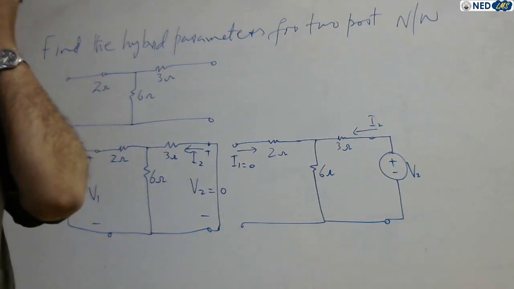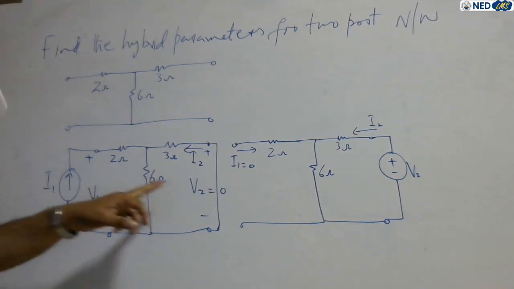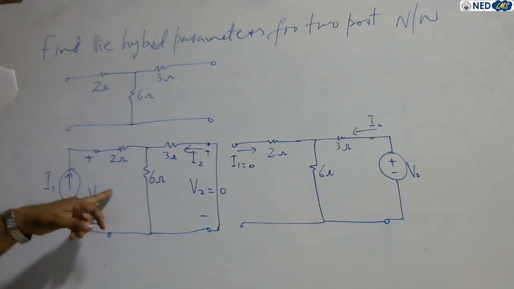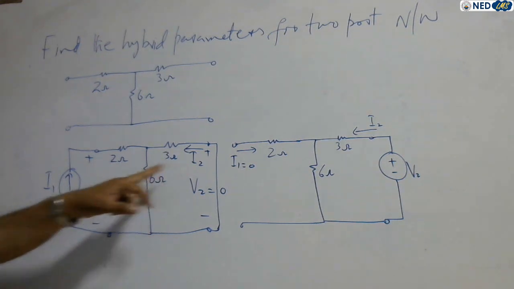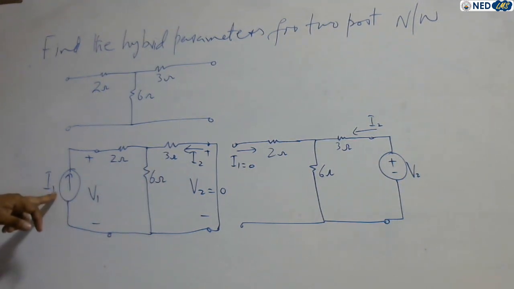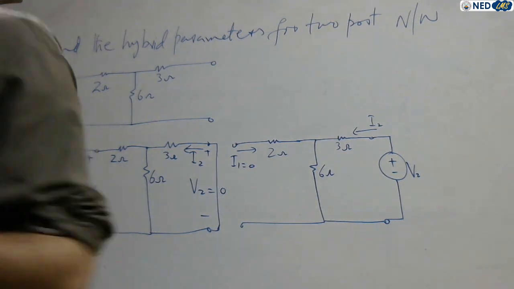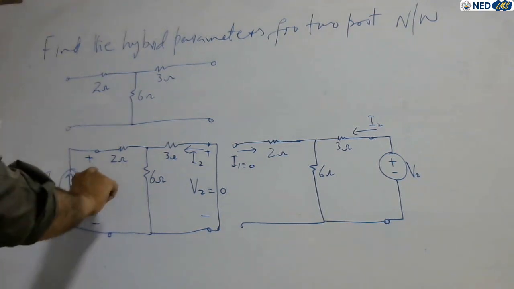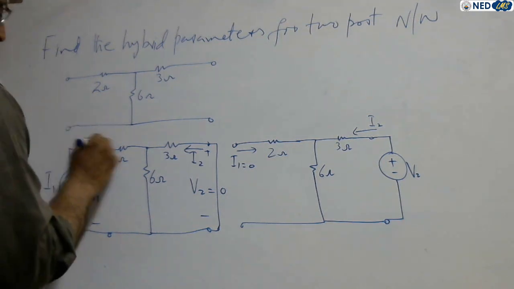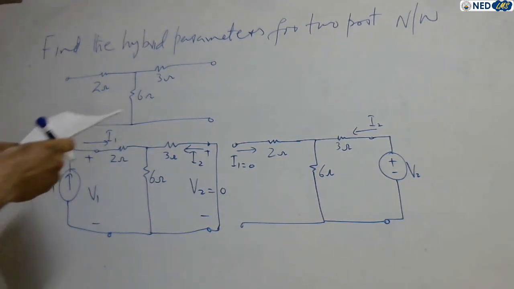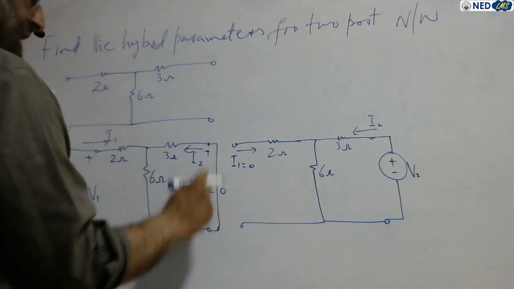To find the parameters H11 and H21, we short circuit the output port and connect a current source I1 to the input port, right? So what is the voltage V1? You see, this current flow is I1, and that I1 goes to, that is by short circuiting these terminals.